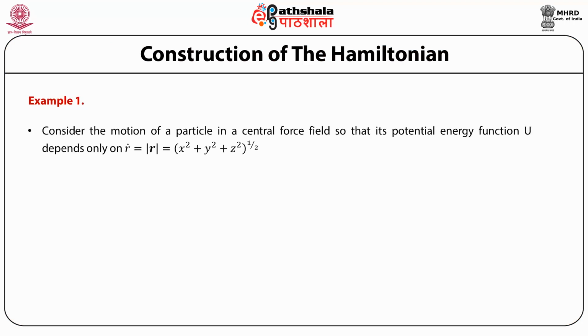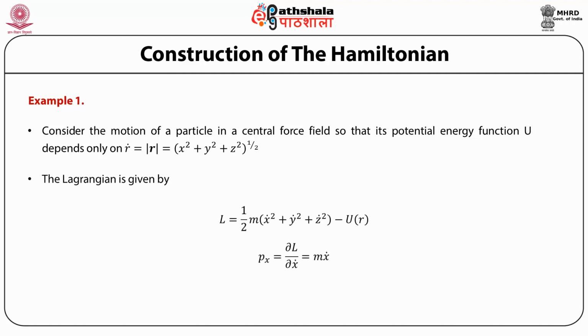Consider the motion of a particle in a central force field so that its potential energy function U depends only on r, which is the square root of x squared plus y squared plus z squared. The Lagrangian, being the difference of the kinetic energy and the potential energy, is then equal to half m times x dot squared plus y dot squared plus z dot squared, minus U of r.